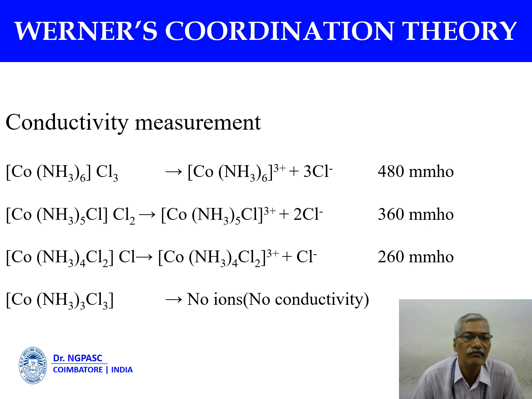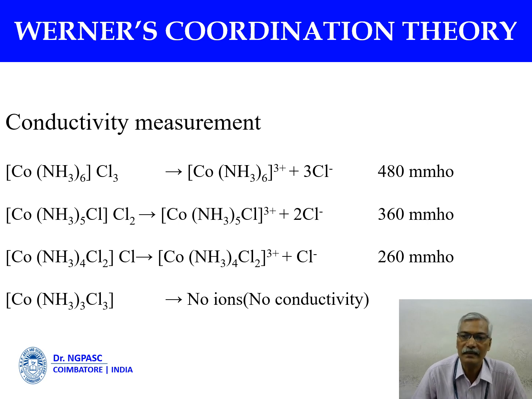Similarly, when we come to the fourth compound, it did not show any conductivity. What does it mean? It still contains chlorine, but the chlorine atoms are not present outside the coordination sphere. They are present inside the coordination sphere. That's why they are unable to come out as chloride ions.